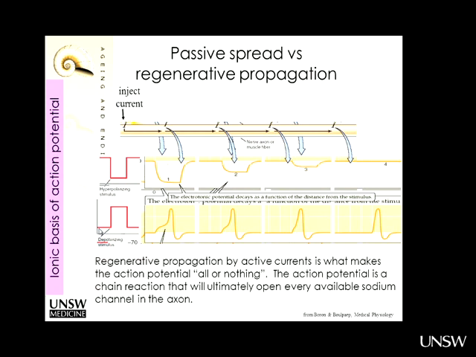Whereas if you inject depolarizing current, which is the right stimulus for opening sodium channels, it will trigger an action potential, and this action potential will cause inflow of sodium ions, which is then able to travel down and trigger opening of sodium channels at different sites and cause another action potential and so on. And that's what we call regenerative propagation by active current. And this is what causes it to be all or none.